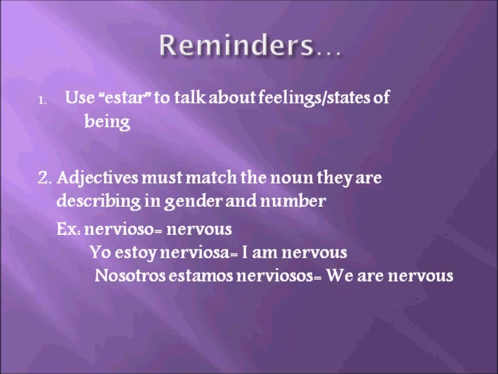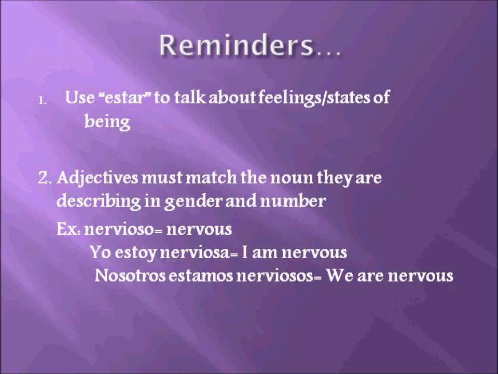But when we're talking about emotions, remember that's what we use estar for. Estar is just to talk about location and feelings or states of being. And that's what emotions are. So if I want to say I am happy, I would have to use estar. Yo estoy alegre, for example.